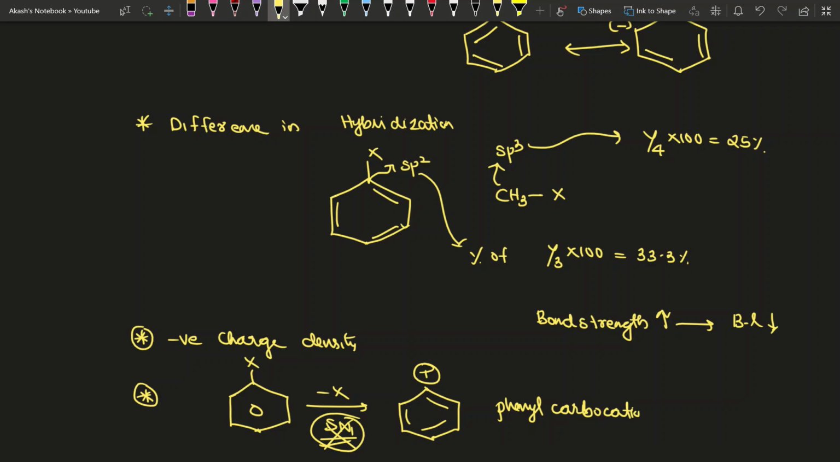So what can we say? Due to four reasons. The first, due to resonance, a partial double bond character is generated between carbon and the halogen. Second, as a result, negative charge density is generated in the benzene ring, especially at the ortho and para positions. Third, the difference in hybridization of the carbon in haloalkanes and haloarenes. The fourth point is the instability of the phenyl carbocation. Due to these four reasons, haloarenes do not favor nucleophilic substitution reaction under normal conditions, but under very extreme conditions they will favor it. We will see that in another video.